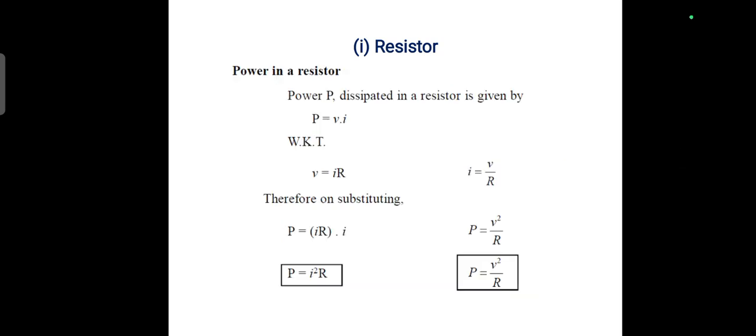And the power in the resistor can be derived as follows. Power is nothing but the power dissipated in the resistor, which can be given as P is equal to V into I. We know that V is equal to I into R and I is equal to V by R. Therefore, on substituting this, P can be written as I R into I, that is I square R. In terms of voltage, we can derive P is equal to V square by R.